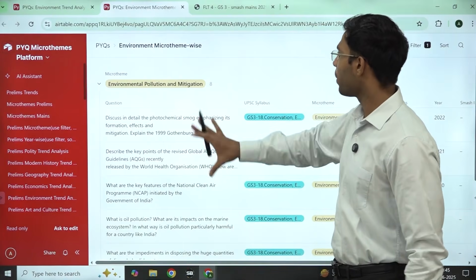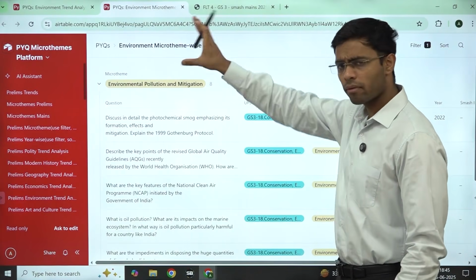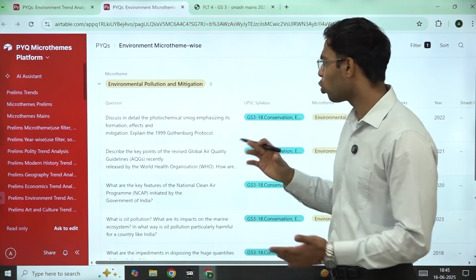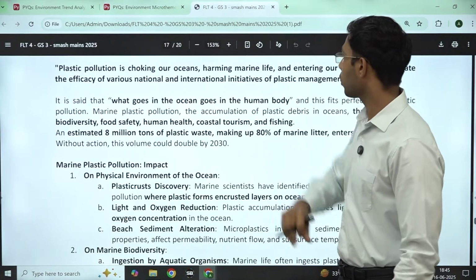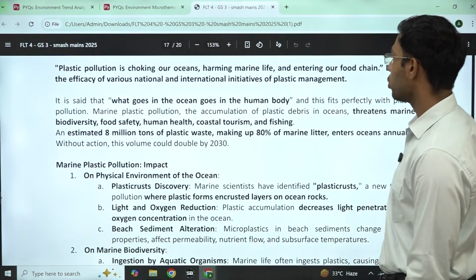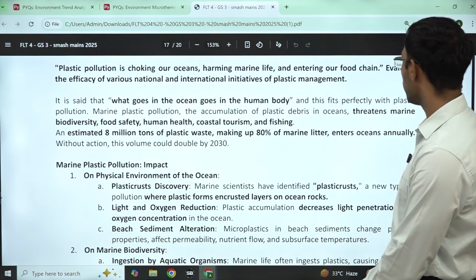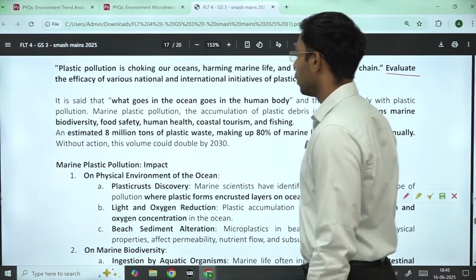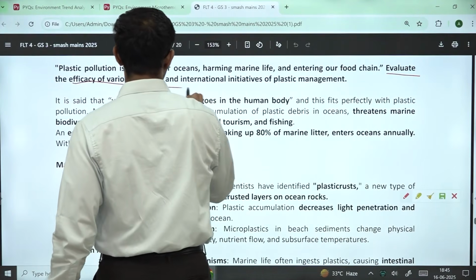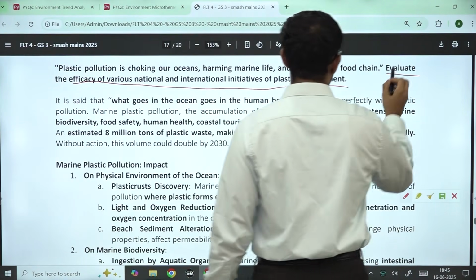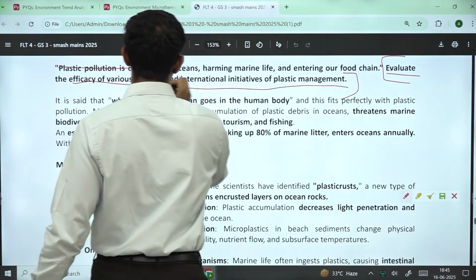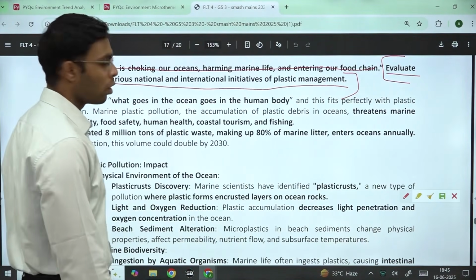So now that we have prepared all those aspects like we have seen in the previous topics as well, we now know how to make those notes. So we'll not go into that again, but we'll look at a question, right? Plastic pollution is choking our oceans, harming marine life and entering our food chain. Good statement. They're asking you to evaluate the efficacy of various national and international initiatives of plastic management. Now look at this. Even if I don't read this statement, you should be able to answer that question.